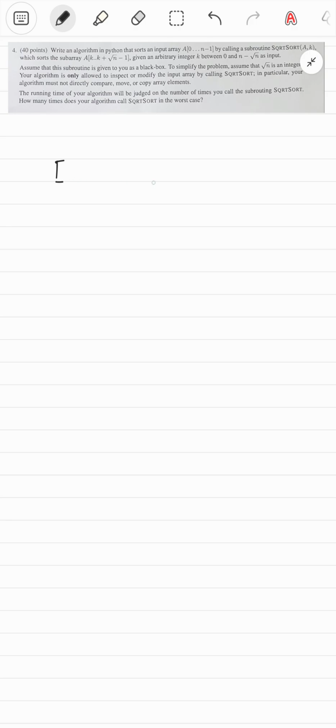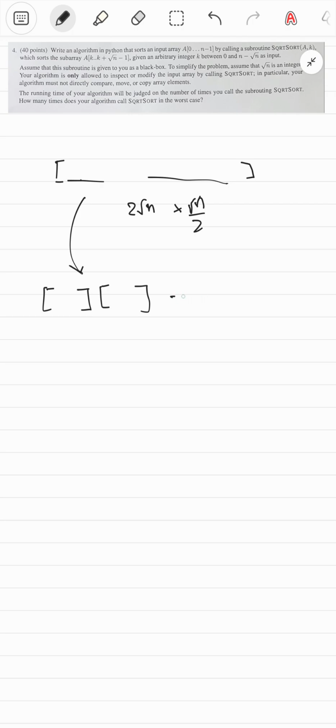So you've got this array of n elements. What you will first do is divide this into 2 square root of n blocks, each of square root of n upon 2 elements, like row vectors of square root of n upon 2 elements, and 2 square root of n of these row vectors. So now this array has been converted to a bunch of arrays, all of length square root of n upon 2.